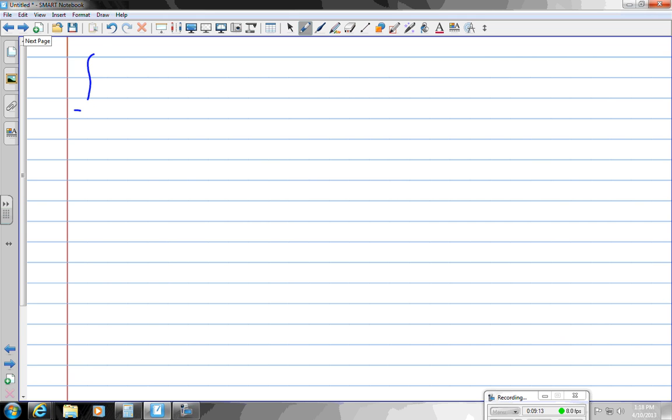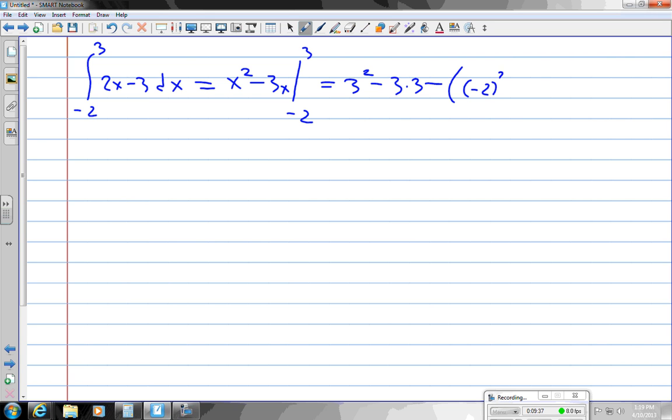People were making an error with the signs here. That was mostly okay. So the integral of that is x squared minus 3x evaluated from negative 2 to 3. Plug in 3: that's 3 squared minus 3 times 3, minus, and that's where you have to watch your signs. The first gives you 0, 9 minus 9. So it's negative, that's 4 plus 6, so negative 10.